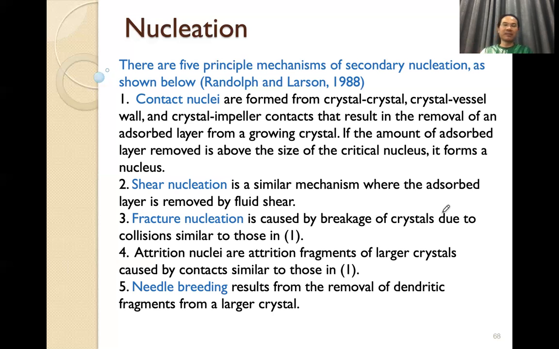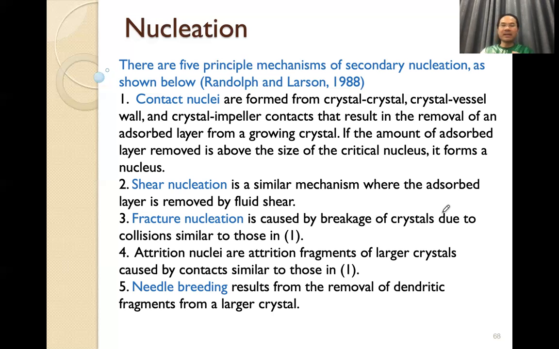It's a new crystal. The next mechanism is shear nucleation. Shear nucleation is the same as the first one, with the solute attached to the surface of the crystal. Also for this case, we have fluid flow by mixing, some fluid shear. The adsorbed layer can be moved out by fluid shear to form a new crystal.